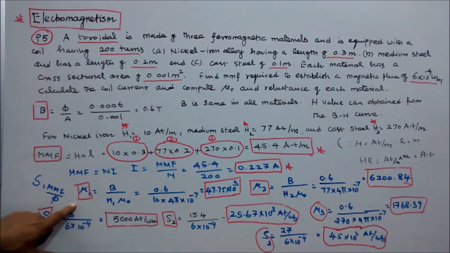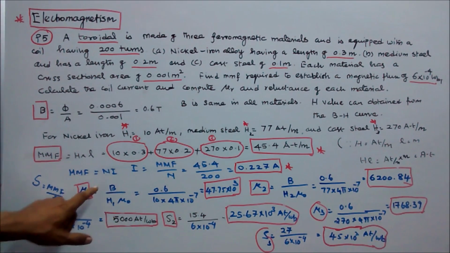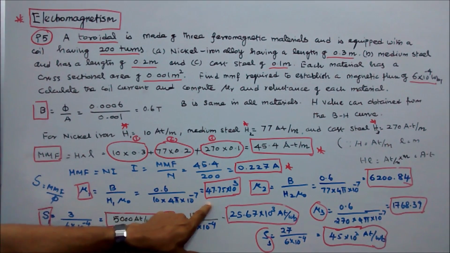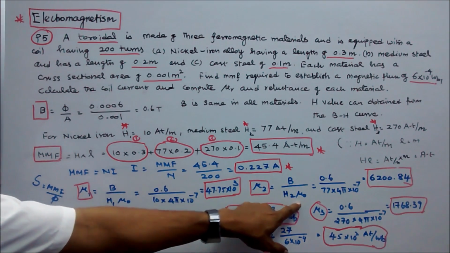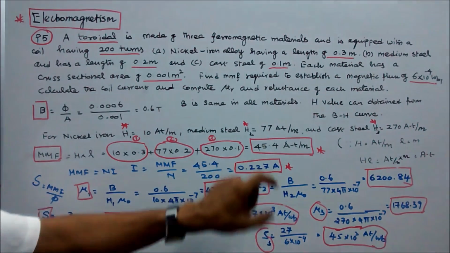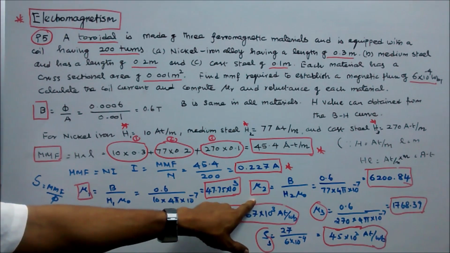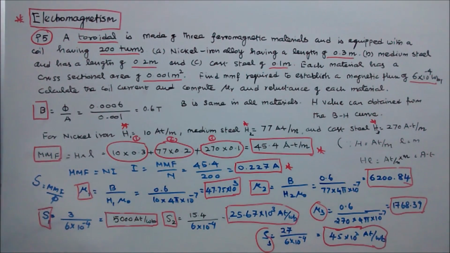Next I can find the relative permeability of nickel iron. B divided by H1 into mu naught. H I know 10. Mu naught is equal to 4 pi into 10 power minus 7. B is equal to 0.6. Mu 1, that is the relative permeability of nickel iron, is 47.75 into 10 power 3. Similarly, mu 2 is equal to B divided by H2 into mu naught. H2 is 77. B is 0.6. Mu naught is equal to 4 pi into 10 power minus 7. Mu 2, that is the relative permeability of medium steel, is 6200.84.